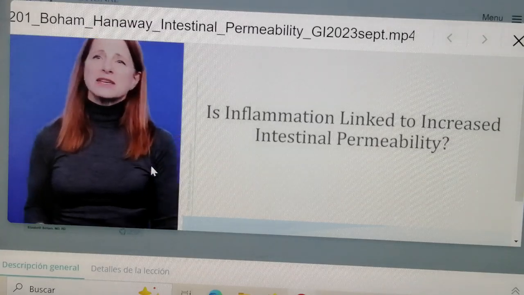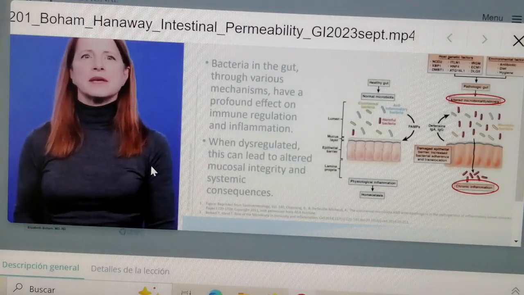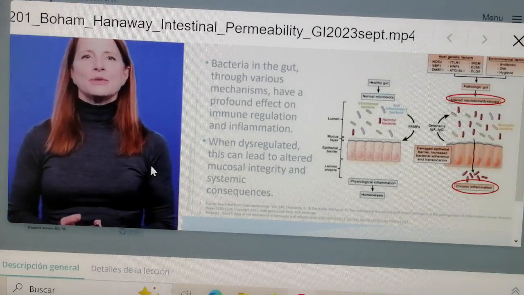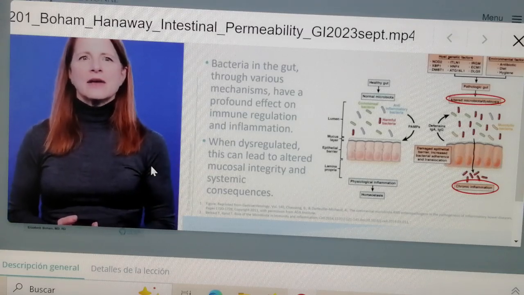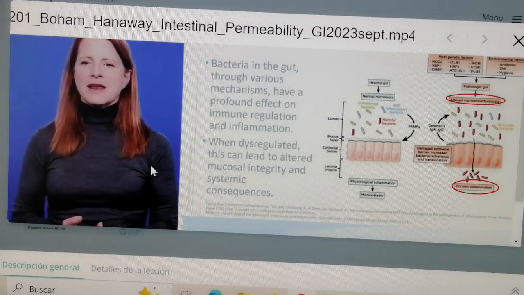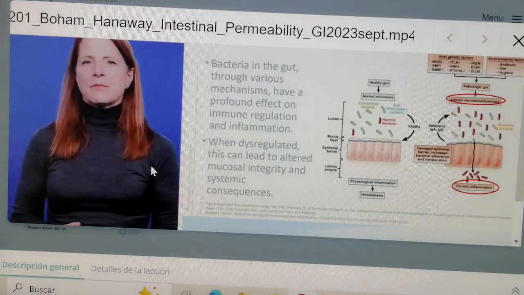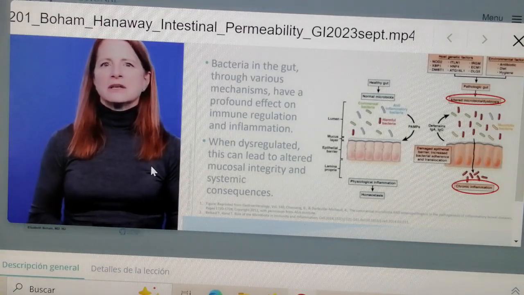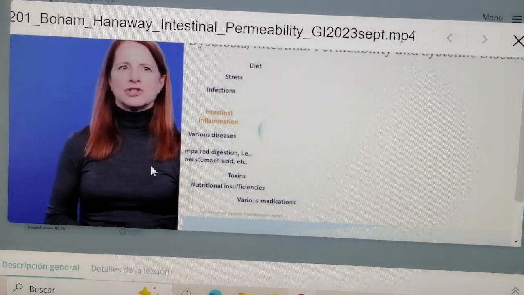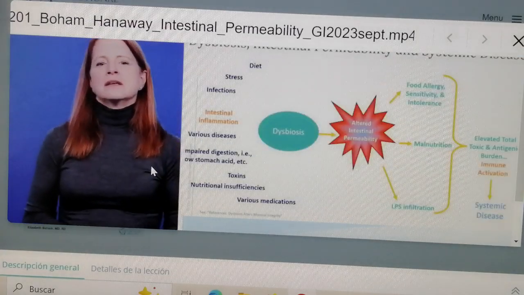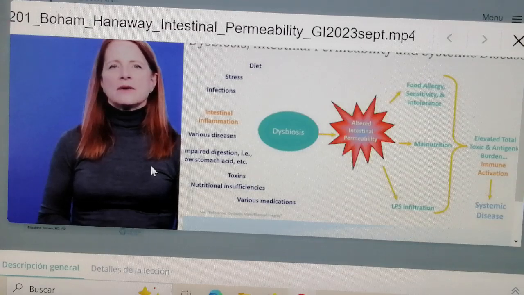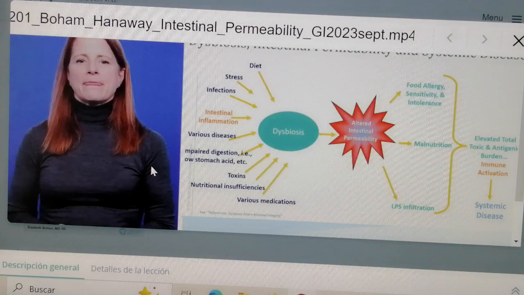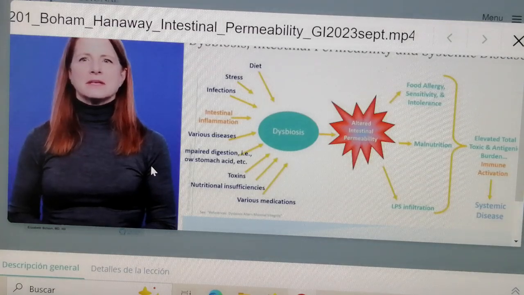So yes, is inflammation linked to increased intestinal permeability? Absolutely. We see here on the left-hand side a healthy gut where there is a good barrier function and good mucosal layer and homeostasis. And on the right-hand side, you see altered microbiota, a lower mucosal layer, more inflammation. The answer is yes. So intestinal inflammation absolutely can create systemic disease. Local inflammation in the gut can then go on to create systemic disease.